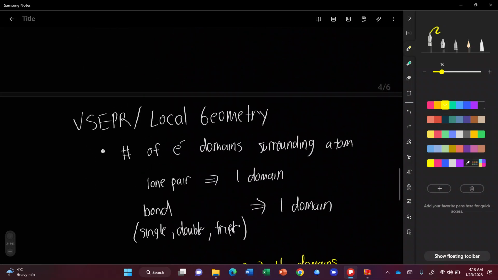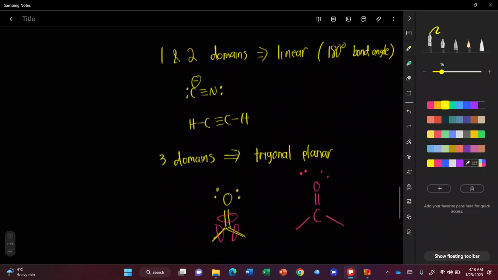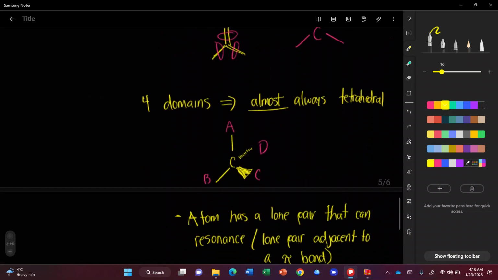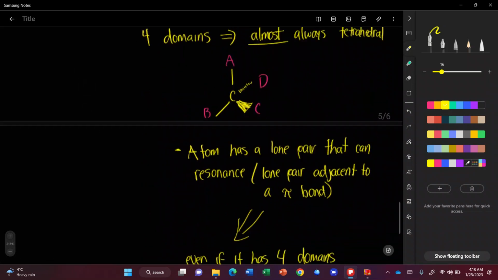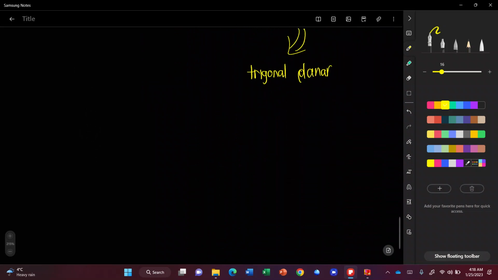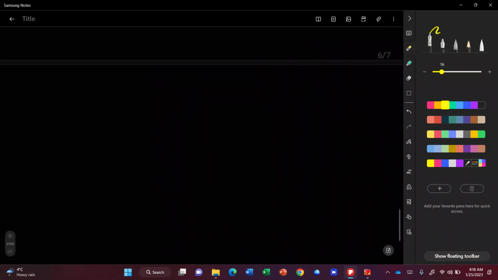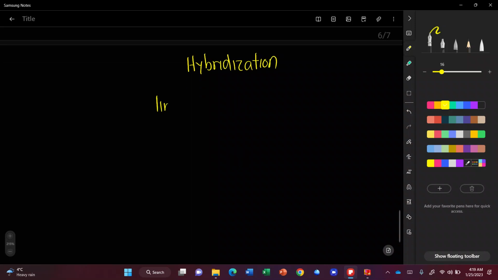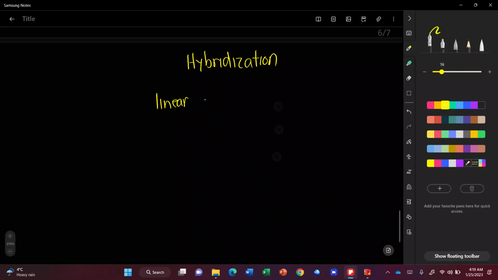So that's really all I got to say about the geometry of things. But the next thing I talk about is going to be related to the geometry of things, and that is, we're going to talk about hybridization. So let me make a new page. So hybridization really goes hand in hand with geometry. It's super easy. If you are linear, then that means you are sp hybridized.